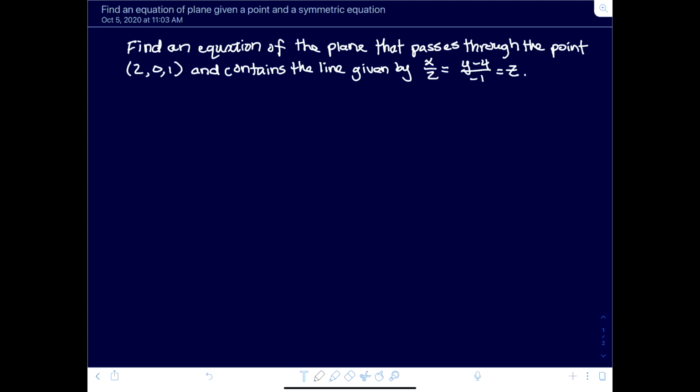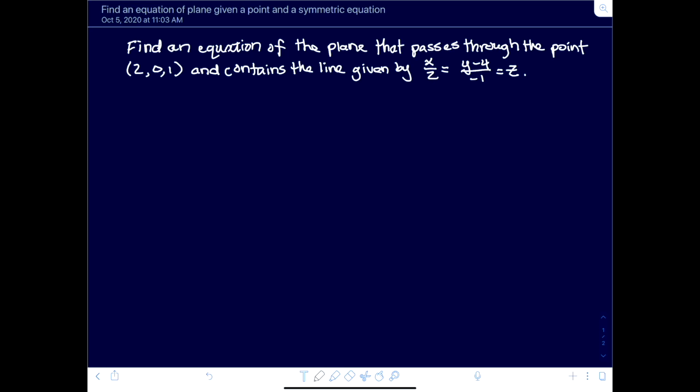Hey there, it's Shannon Matchick-Myers, and here's just a short example of how to find the equation of the plane that passes through the point (2, 0, 1) and contains the line given by x over 2 equals (y minus 4) over negative 1, which is equal to z.